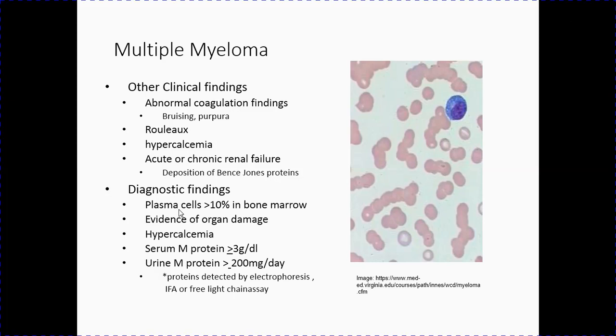Rouleau formation: that super high level of proteins causes the red blood cells to stack together like coins. So we're going to see rouleau formation, and there's a really sweet looking plasma cell there. We talked about why we get hypercalcemia because of the lytic bone disease, and why we get acute or chronic renal failure, which is the deposition of Bence-Jones proteins.